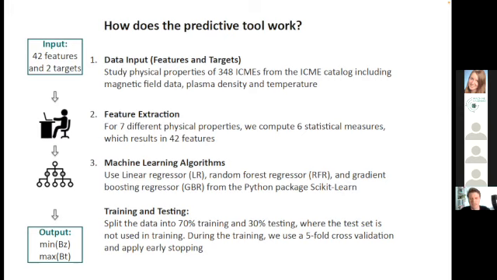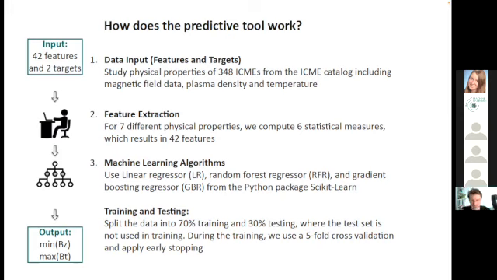And this process results in 6 times 7 features, so 42 features, which we calculate for the whole ICME catalog. And then we try to use these features as input to machine learning in order to predict those 2 targets that we defined. Regarding the machine learning algorithms itself, we use a simple linear regressor as a kind of baseline model to see how a simple model compares to our more advanced techniques. We also investigate a random forest regressor and the gradient boosting regressor, all of which from the Python package scikit-learn in order to train our model.